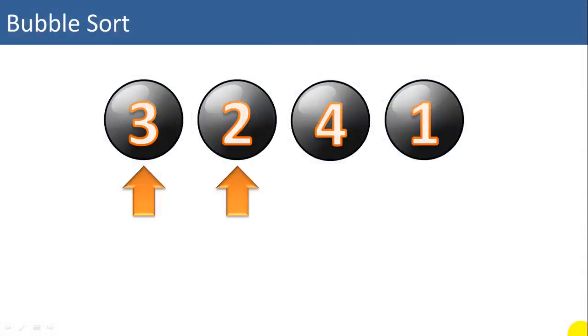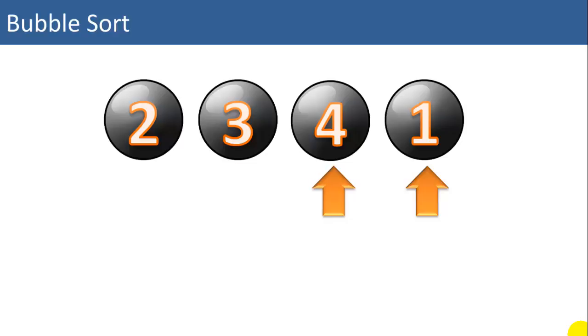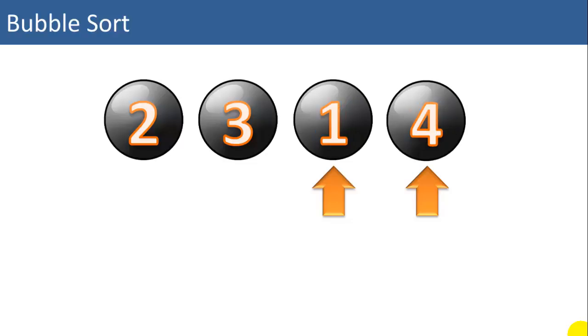So let's review real quickly in a very small list here how the bubble sort works. It starts by comparing the first two items in a list, in this case 3 and 2. If 3 is greater, then they'll swap places. It compares the next two items. If the item on the left is greater than the one on the right, they swap places. In this case, they're not. We compare the next two items. If the 4 is greater than the 1, they swap places.